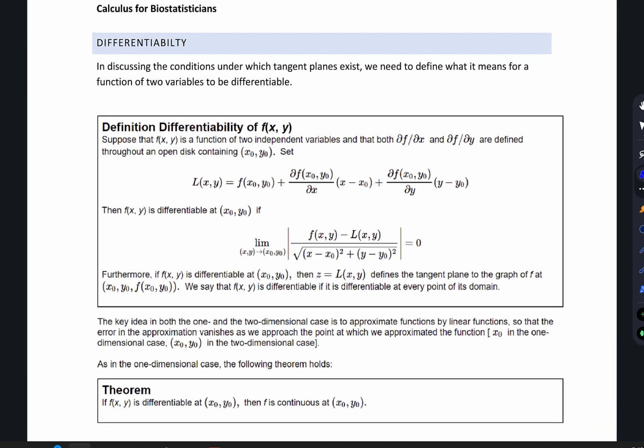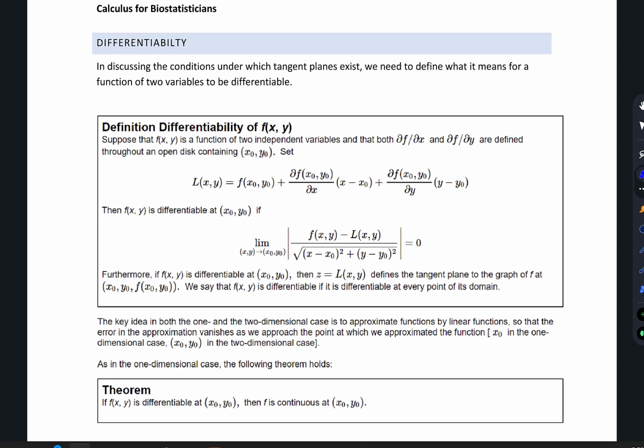So we might want to discuss the conditions under which the tangent plane exists. In order to do that, we need to define what it means for a function of two variables to be differentiable. Previously, we did look at functions of two variables, but when we talked about the derivative, we mainly just talked about the partial derivatives. Remember, what a partial derivative does for us is it lets us look at that rate of change, or how the function is changing, if we only change one of the variables. Here we're not giving a partial derivative definition, we're actually giving a full definition of differentiability for that function of two independent variables.